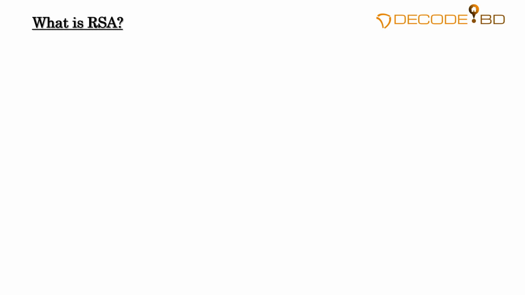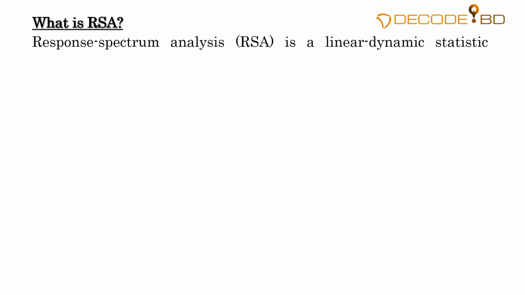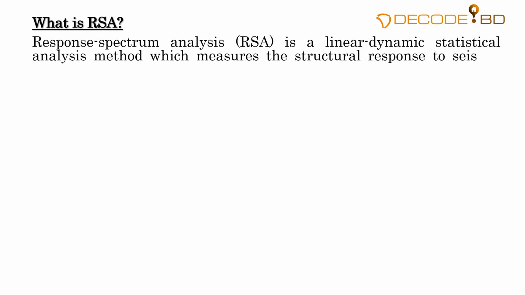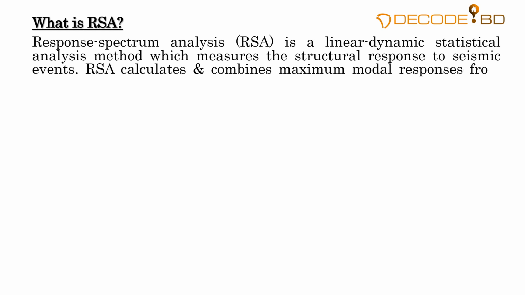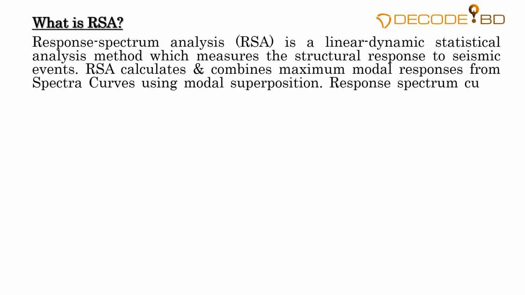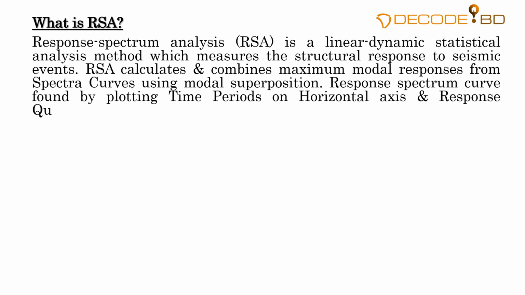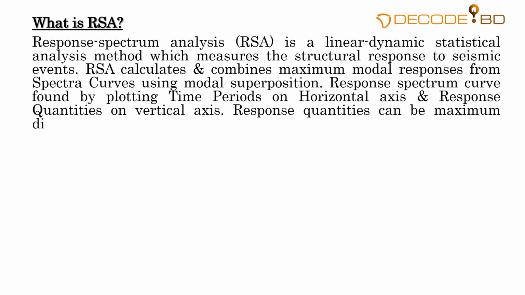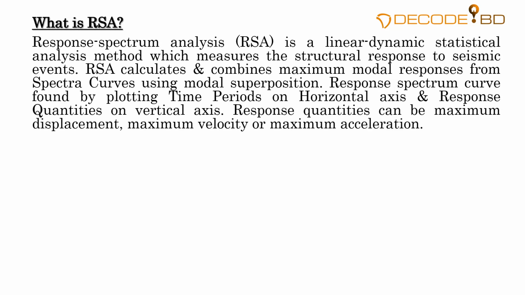What is response spectrum analysis? Response spectrum analysis, RSA, is a linear dynamic statistical analysis method which measures the structural response to seismic events. RSA calculates and combines maximum modal responses from spectral curves using modal superposition. The response spectrum curve is found by plotting time periods on the horizontal axis and response quantities on the vertical axis. Response quantities can be maximum displacement, maximum velocity or maximum acceleration.